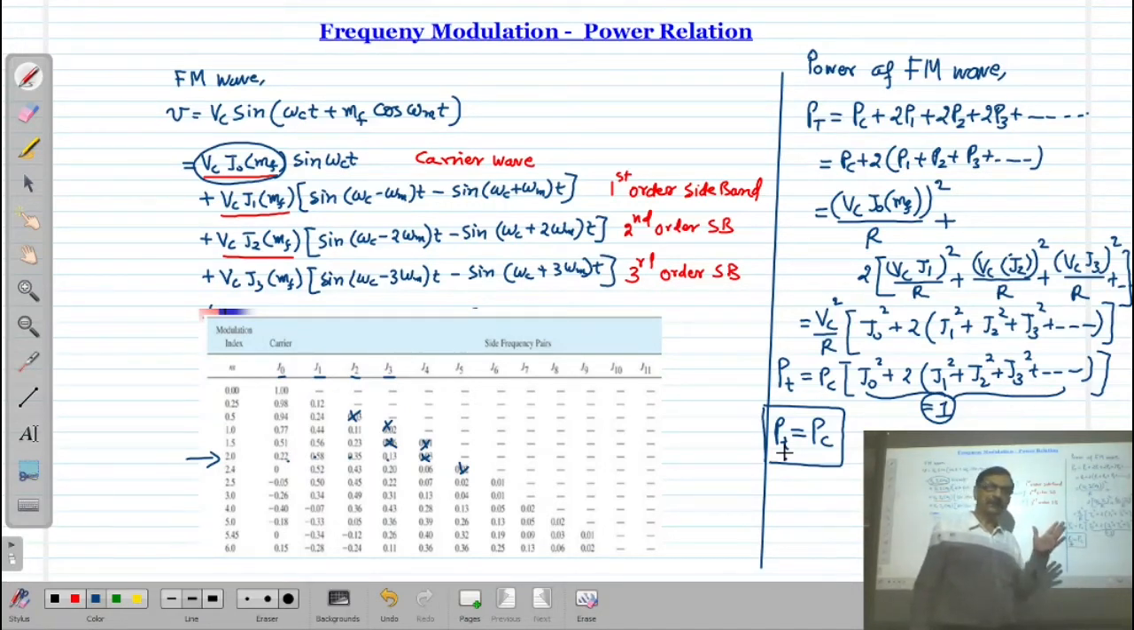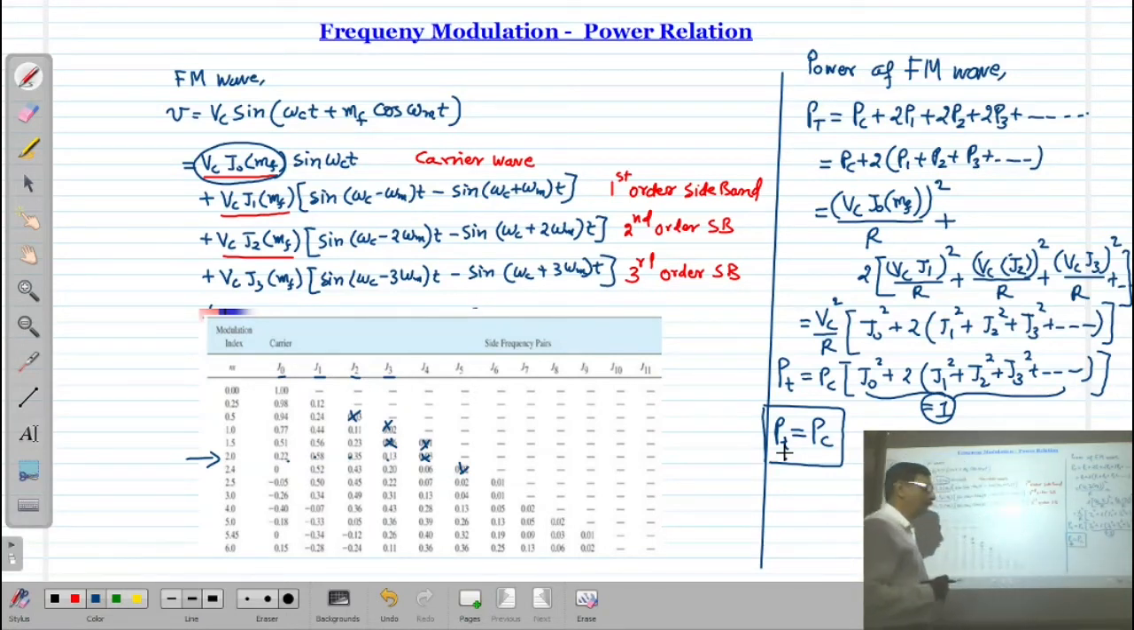While in the case of amplitude modulation, you remember that the carrier was carrying 2/3 of the power, and actually the carrier doesn't have any information. Only 1/3 of the power was useful. Here the total power is the same as that of the carrier wave, and therefore there is no wastage of power in frequency modulation.